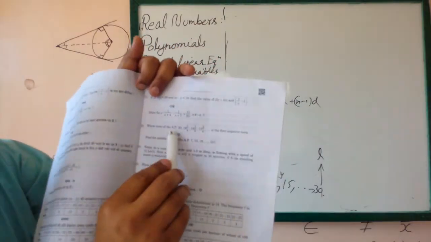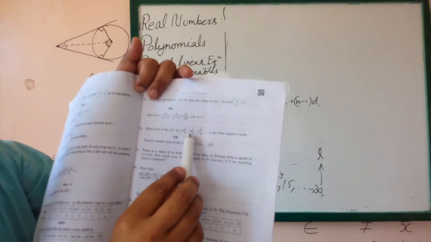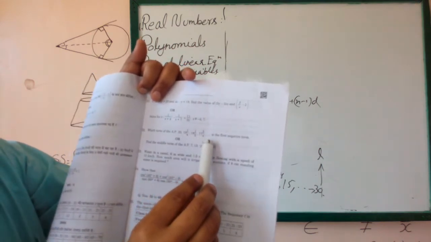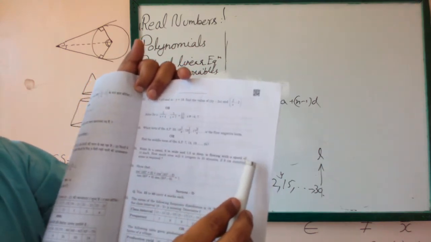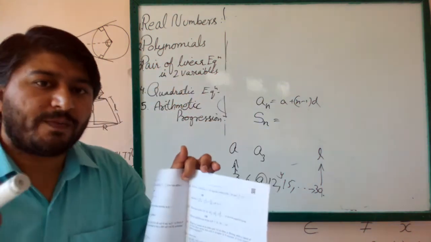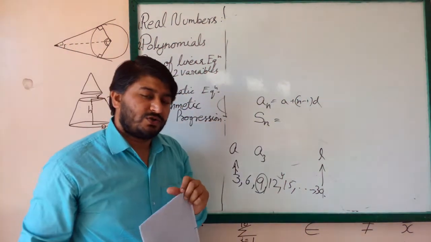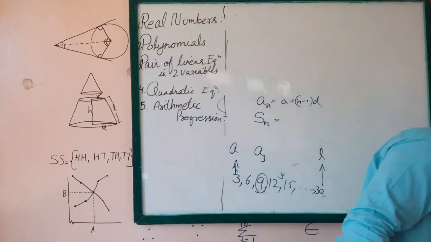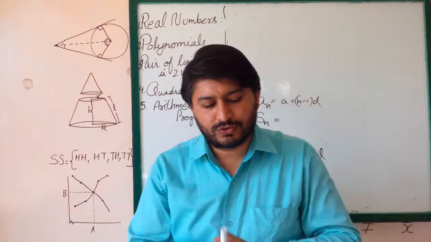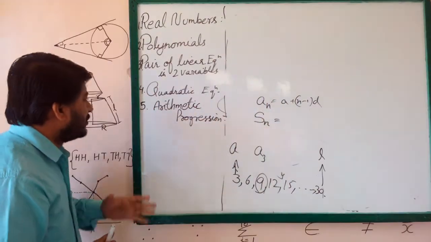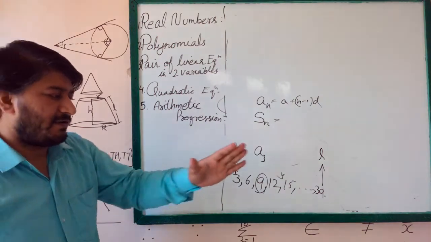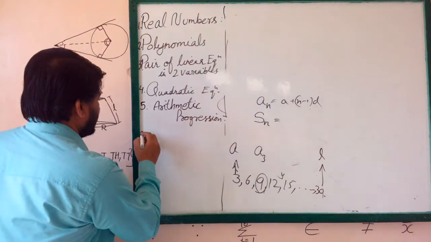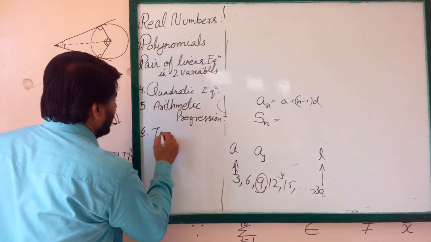Which term of the AP 20 and 19 1 by 4, 18 1 by 2, 17 3 by 4 is the first negative term? So you can see this is a question from the optional exercise. So don't leave any of the optional exercise questions. Go through your optional exercises also. So in arithmetic progression, this is what we have dealt with. Sixth chapter, which is triangles.